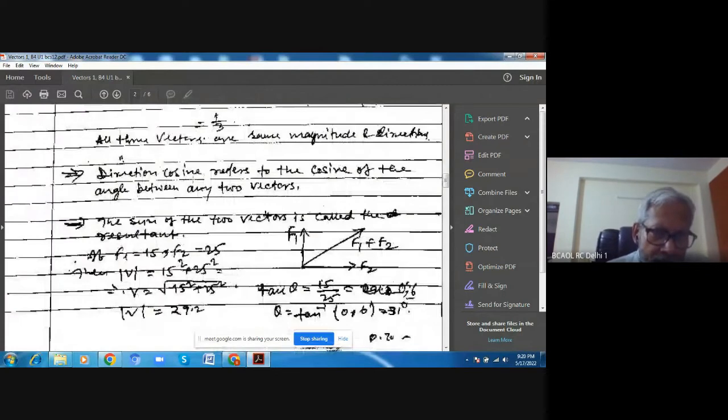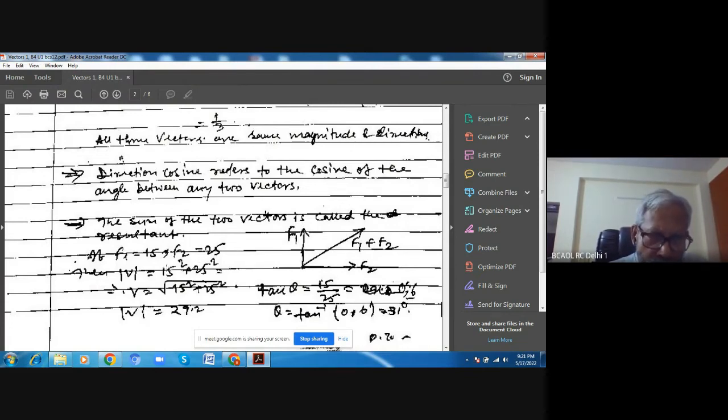Direction cosine, another way, the direction cosine rule. In the case of direction cosines, we find the cosine of the angle between two vectors. There are two vectors f1 and f2. So in between there will be some angle. How to derive the angle? That is given here. Suppose this f1 is 15, and that is 25.